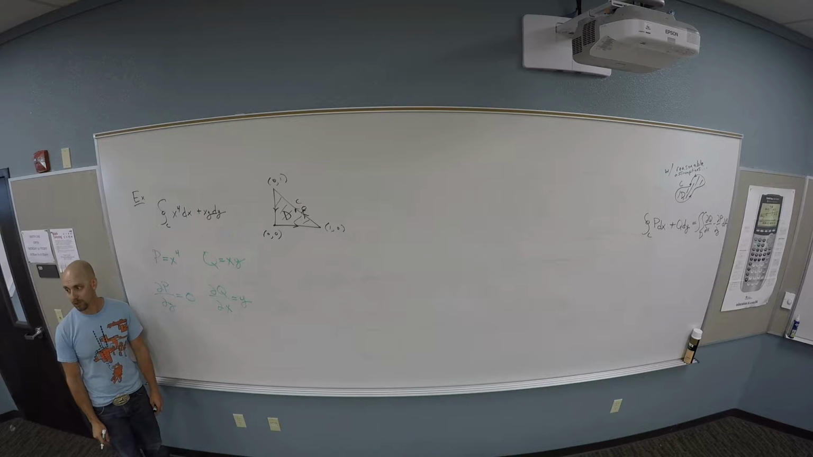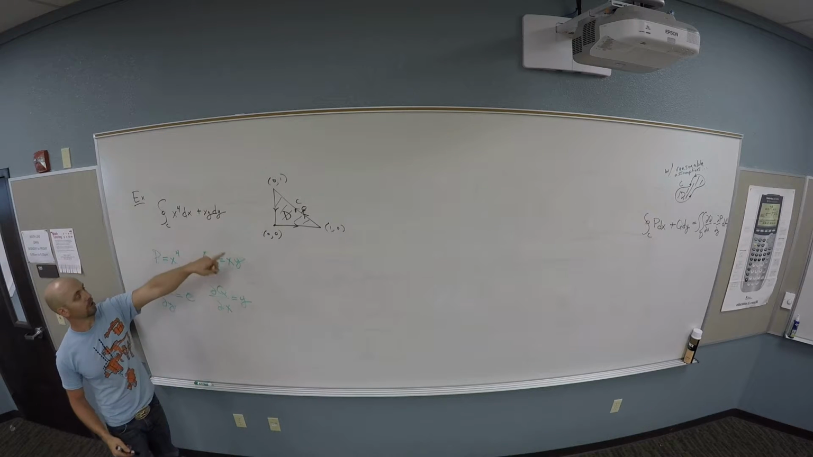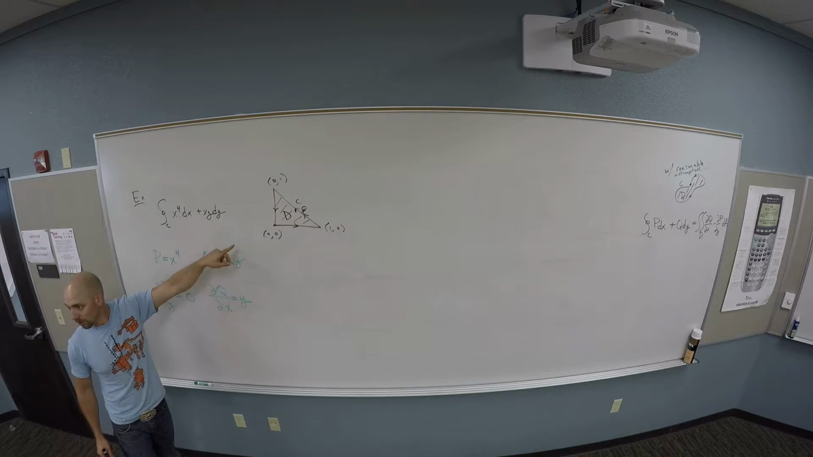Okay, and so I can trade my circulation integral over this little funny triangle, and I should check positively oriented. Knock it off with the steering wheel.